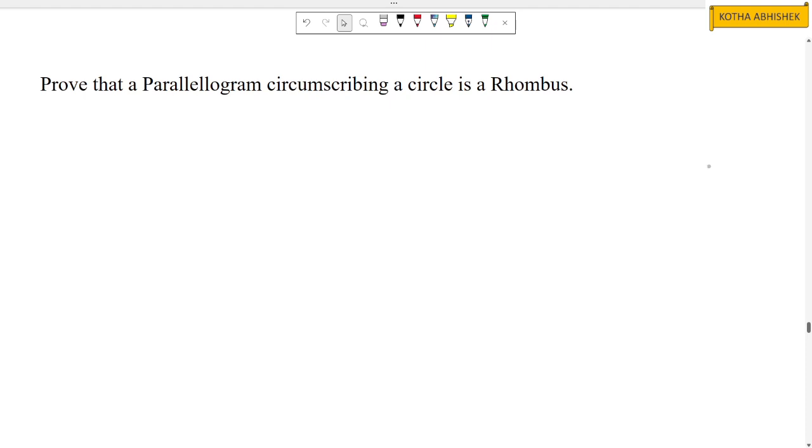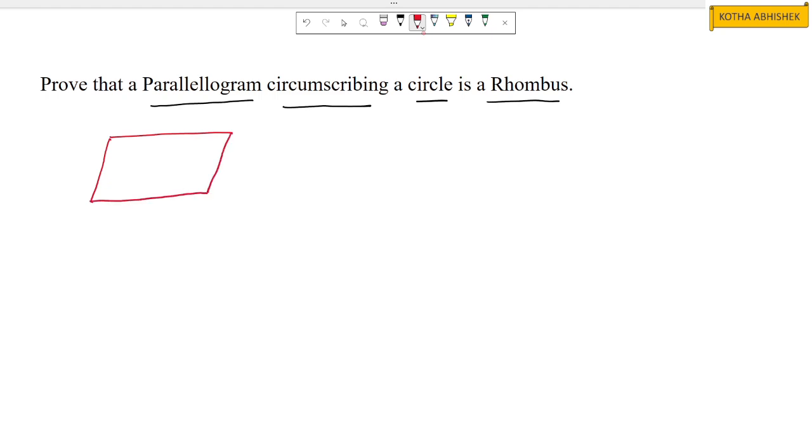Question. Prove that a parallelogram circumscribing a circle is a rhombus. So first draw one parallelogram. Name this parallelogram ABCD. Parallelogram circumscribing a circle means the circle is inside the parallelogram. This is the circle which is inside the parallelogram. Now this circle is touching the parallelogram at some points, right? Those points I am taking as PQRS.